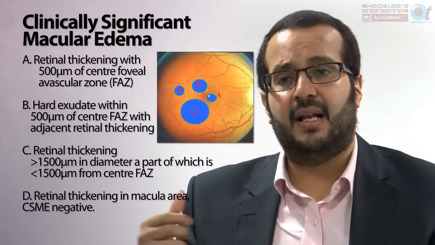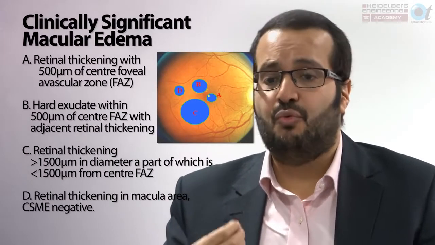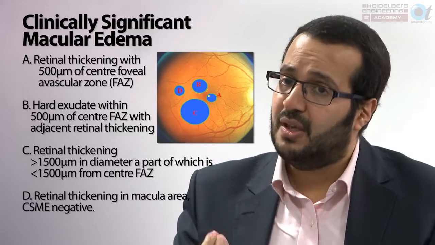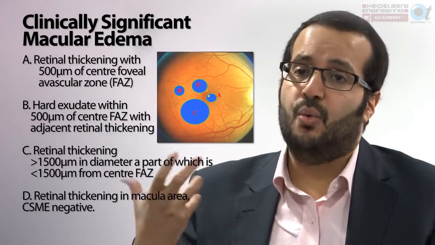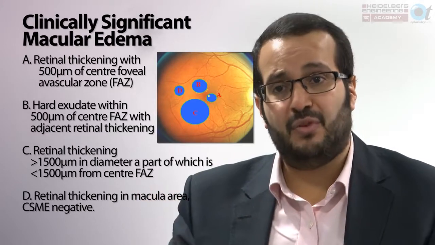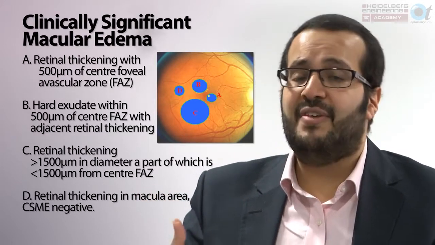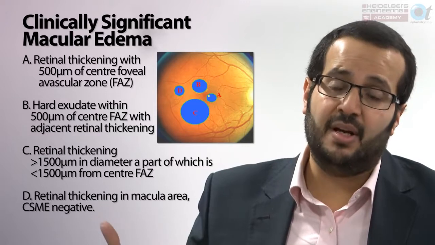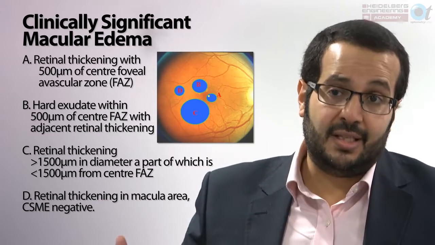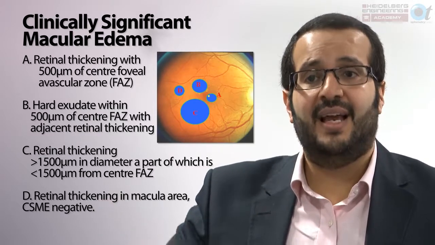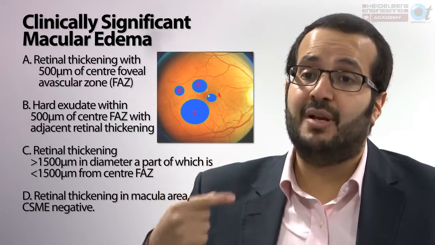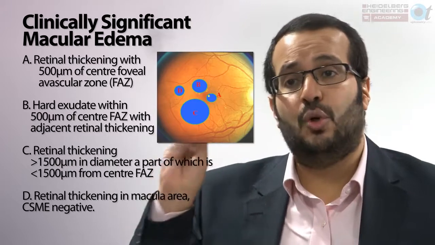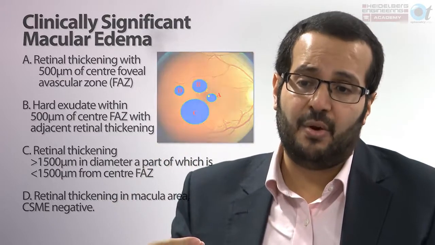And we define clinically significant macular edema as retinal thickening within 500 microns of the foveal center, or hard exudate with retinal edema, again, within 500 microns of the foveal center, or if you have a large area of retinal edema greater than 1 disc area that's within 1 disc area of the foveal center. Again, we define that as clinically significant macular edema, and that would be a trigger for us to either institute laser or intravitreal therapy.